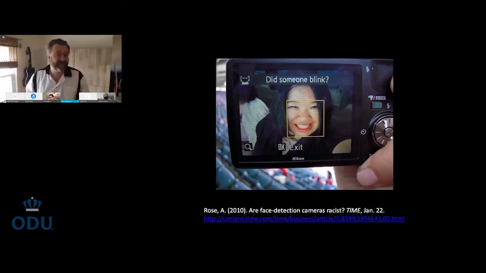And it's there in the sensors. It's there in how we design the sensors. It's there in the algorithms. It's hard to pick it out.